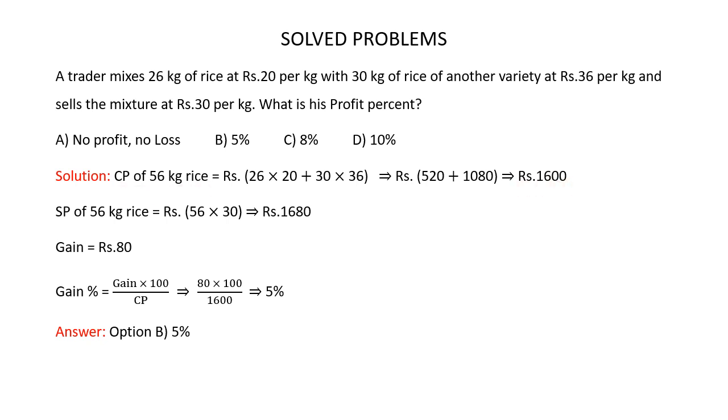Let's substitute these values in the formula here to get gain percent. So gain percent is equal to 80 multiplied by 100 divided by 1600. On solving this, we get gain percent as 5%. So the correct answer is option B, 5%.